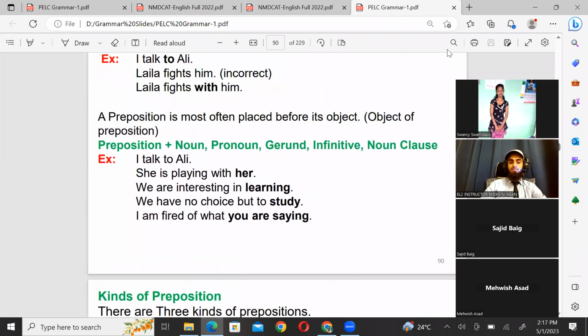Now, a preposition is most often placed before its object, right? For example, Ali is the object here in the sentence, her is the object, learning is the object, study is the object, saying is the object, the receiver of an action. Sorry, of what you are saying. Now this is the object in the sentence.